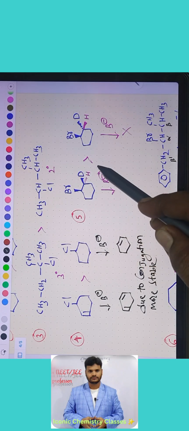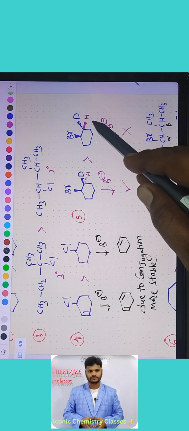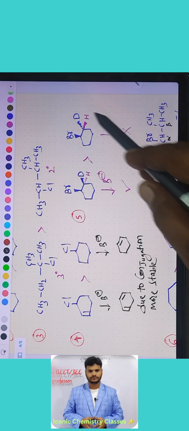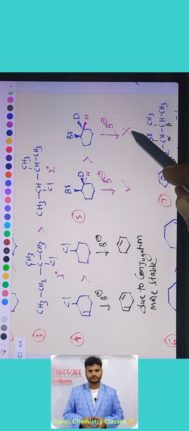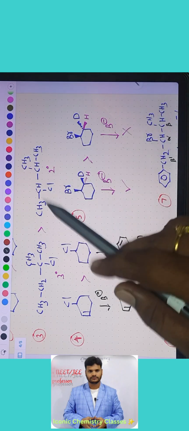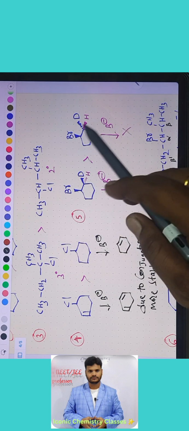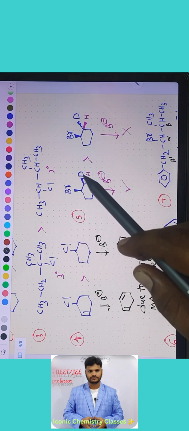Next. Here Br is towards the viewer, hydrogen is away from the viewer. Reaction possible or not possible? Possible. Here both hydrogen and Br are towards the viewer. Not possible. So what I told you, anti-periplanar mechanism takes place. Anti-periplanar mechanism means one should be towards the viewer, another should be away from the viewer. Then only reaction is possible. But here both are towards the viewer only. Clear? Next.